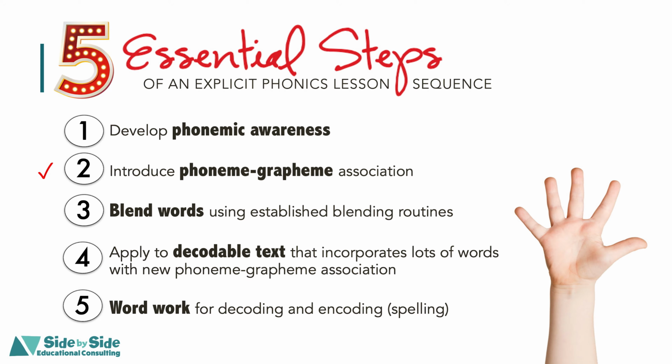And that step 2 is to explicitly show kids how to make a connection between that phoneme, sound, and grapheme, the way that we spell the sound in print. That association needs to be really explicit. So we're going to introduce to kids that phoneme-grapheme association in an explicit manner. So let's think about that step 2, which is that phoneme-grapheme association.